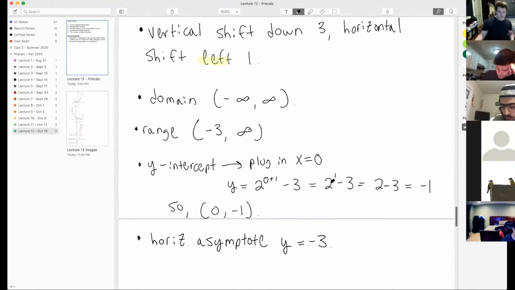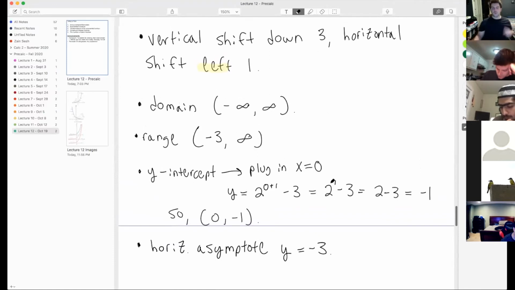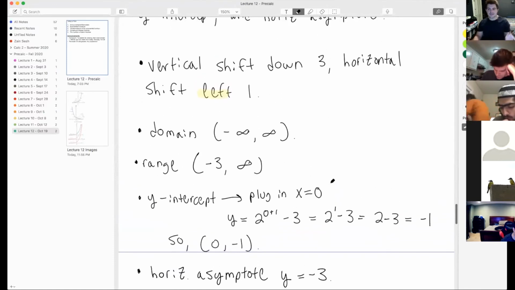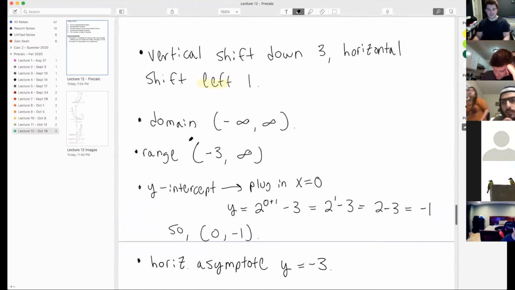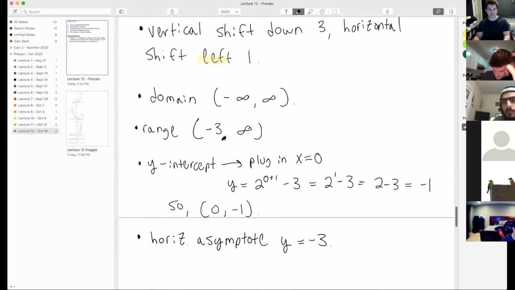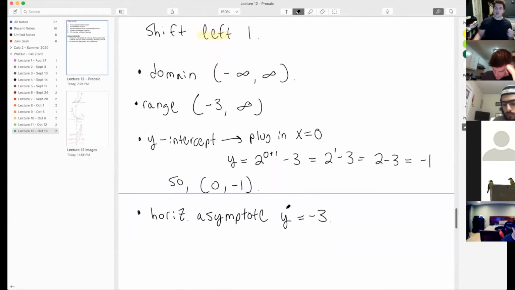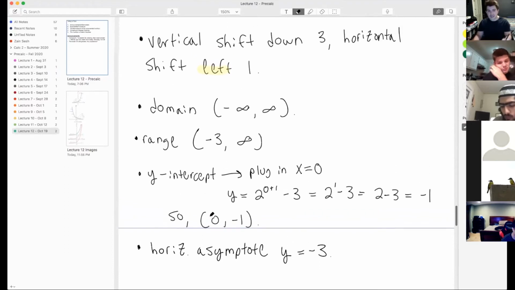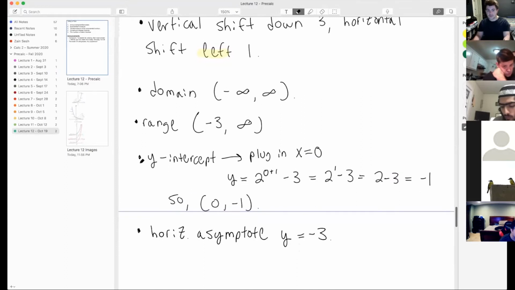And that's it. So the idea is, given this knowledge of the function, all of these characteristics, domain, range, y-intercept, horizontal asymptote, I would hope that it would be very easy to graph it. I will ask you to graph a few of these on the homework, and it should be pretty easy given all of this information. So that will wrap it up for exponentials.